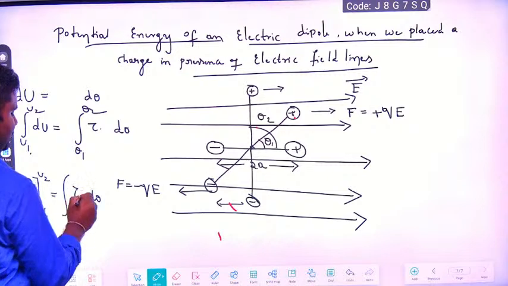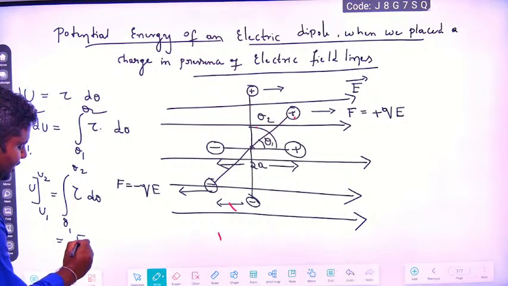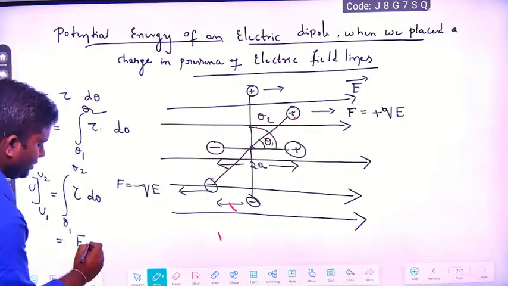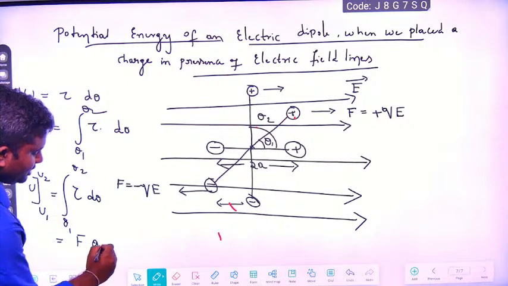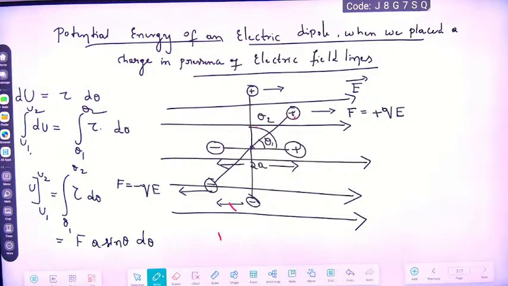Tau d theta, tau d theta. Understood? This is from theta 1 to theta 2. What is torque? Torque is equal to F r sin theta, right? Torque is a vector. So it is F into A sin theta d theta, which gives u2 minus u1.